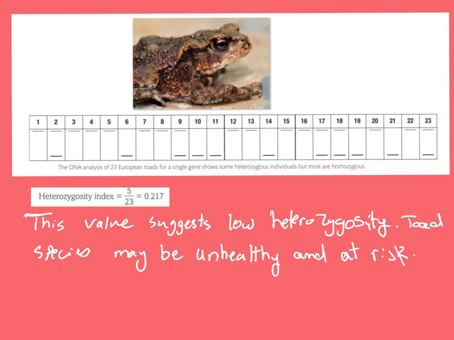Let's take another example. You have a frog here, and these are the patterns of heterozygosity and homozygosity in the population of toads. You can see here, this is homozygous, this is heterozygous, because as we said, the DNA band in a homozygous individual is only 1, while it's 2 in the heterozygous one. So we are going to count how many heterozygous individuals divided by the total number of individuals in the population. So I have here 1, 2, 3, 4, and 5 over the total number, which is 23. So 5 over 23 equals 0.217. This is the heterozygosity index.